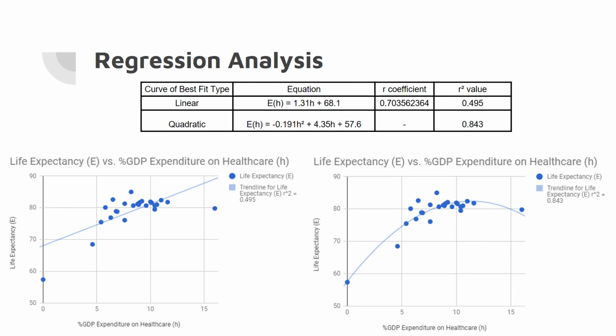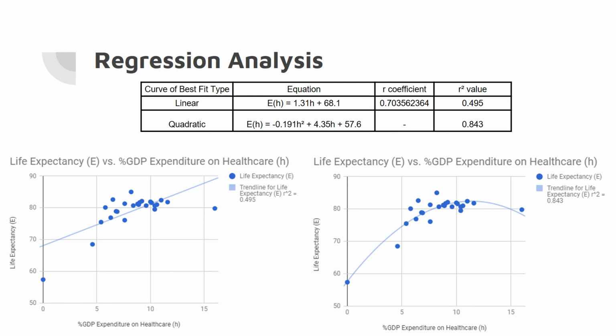Now you can see we have two equations. E of h is equal to 1.31h plus 68.1 for the linear model, and for the quadratic we have E of h equals negative 0.191h squared plus 4.35h plus 57.6.